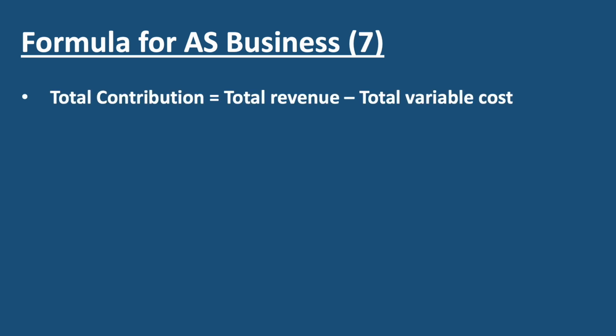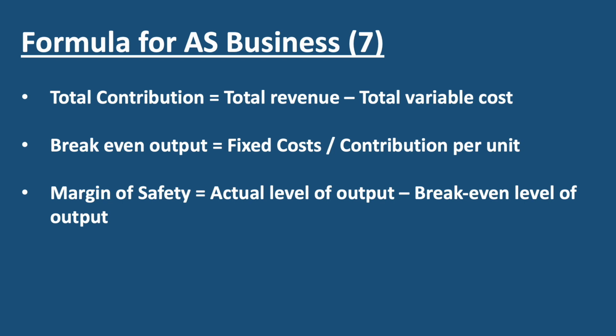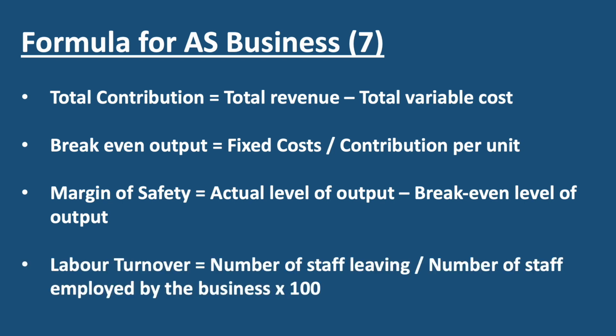The next set, total contribution, which equals total revenue, subtract total variable cost. Break even output equals fixed costs divided by contribution per unit. The margin of safety is the actual level of output minus the break even level of output. Labour turnover equals the number of staff leaving divided by the number of staff employed by the business times by 100 because it's expressed as a percentage.